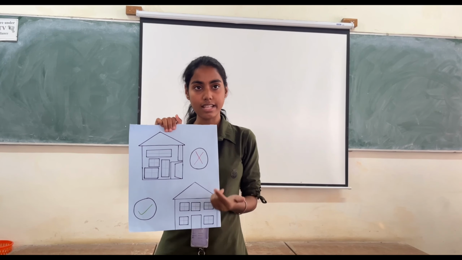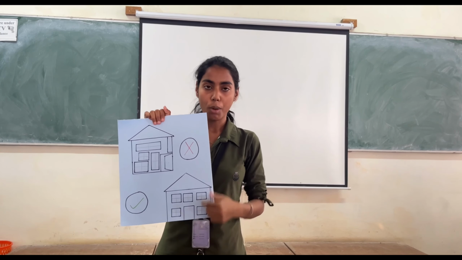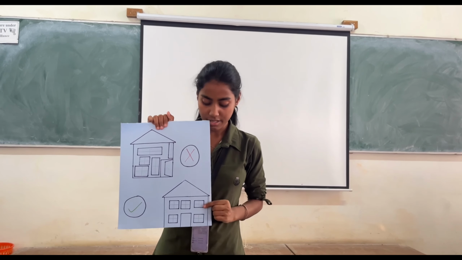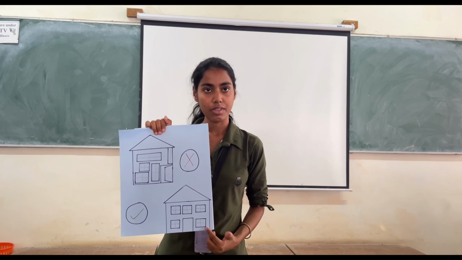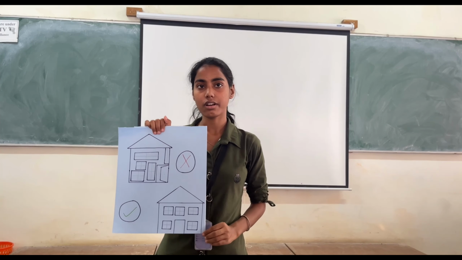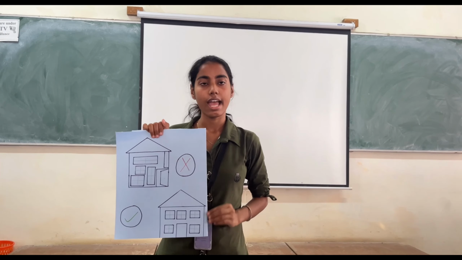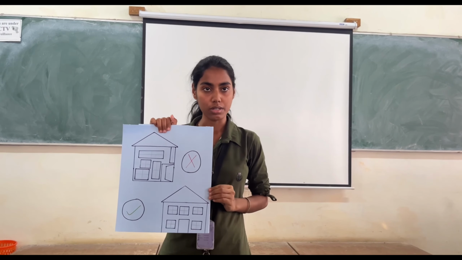Now in the second example, we see this house. Proper placement of window, proper size of every window, and they are properly placed. And if you look, it is very nice. In the same way, when we have a computer, the window should be like that. Everything should be placed properly.